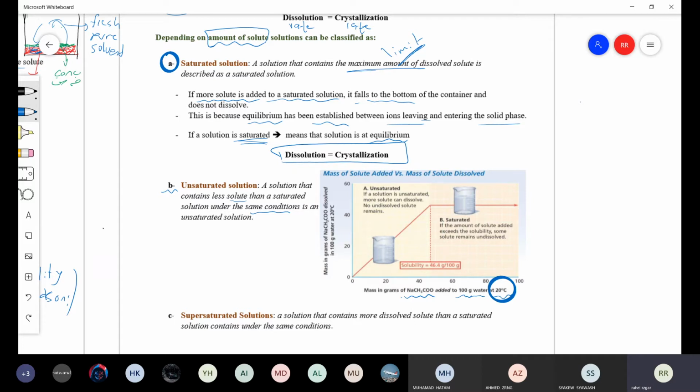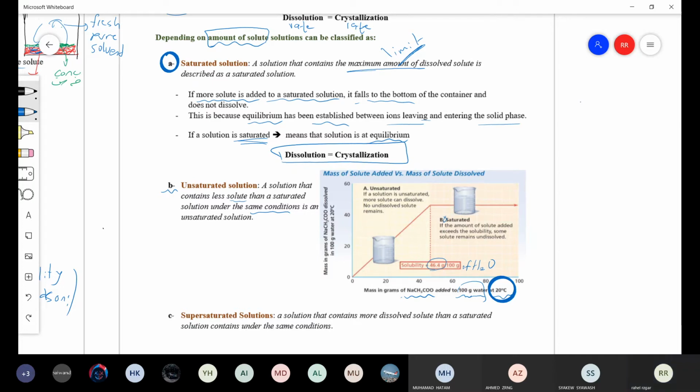The temperature is very important. We will not change the temperature, and we will not change the amount of solvent either. Then, at that point, what is the maximum amount that can be dissolved? It says the maximum amount that can be dissolved is 46.4 grams in 100 grams of H2O. So we can dissolve 46.4 grams of sodium acetate in 100 grams of H2O.